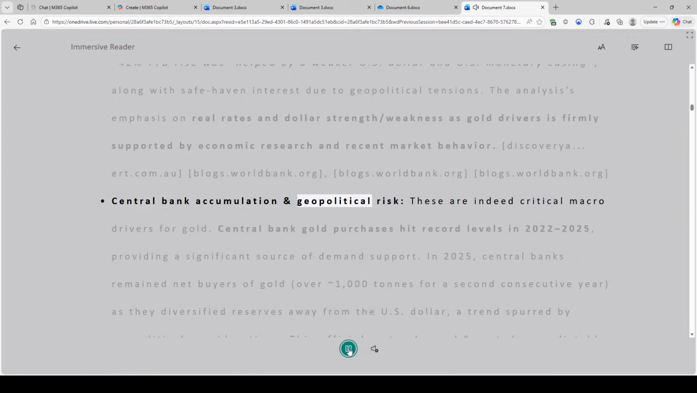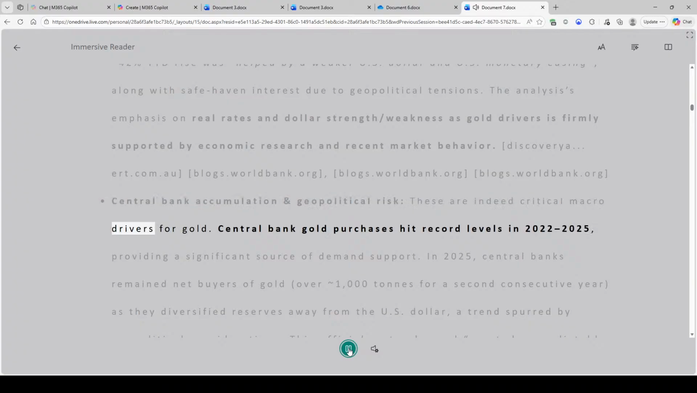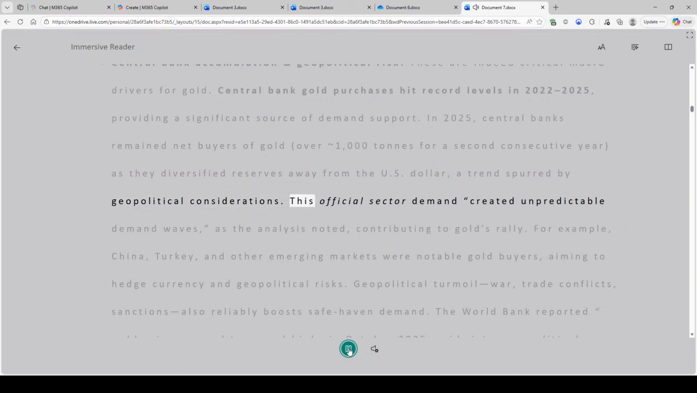Central bank accumulation and geopolitical risk, these are indeed critical macro drivers for gold. Central bank gold purchases hit record levels in 2022 to 2025, providing a significant source of demand support. In 2025, central banks remained net buyers of gold, over 1,000 tons for a second consecutive year, as they diversified reserves away from the US dollar, a trend spurred by geopolitical considerations. This official sector demand created unpredictable demand waves, as the analysis noted, contributing to gold's rally. For example, China, Turkey, and other emerging markets were notable gold buyers, aiming to hedge currency and geopolitical risks.